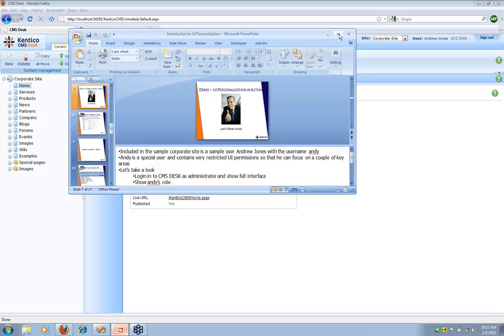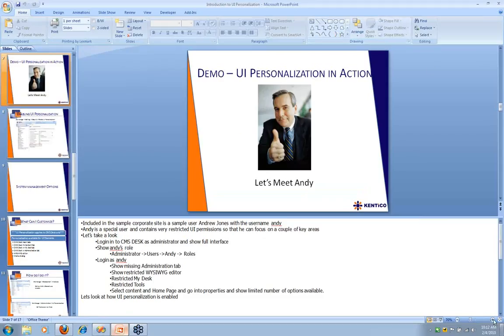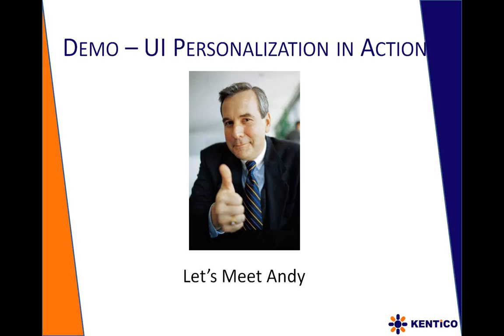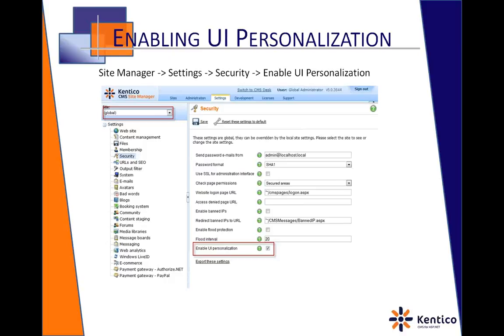So we'll hop back into our presentation. Before we get into the particulars of setting up UI personalization, it's important, and I want to take a second to make sure people realize how they enable it. It's enabled using Site Manager, Settings, and then Security. Within this screen, you have a couple of things that you need to select.